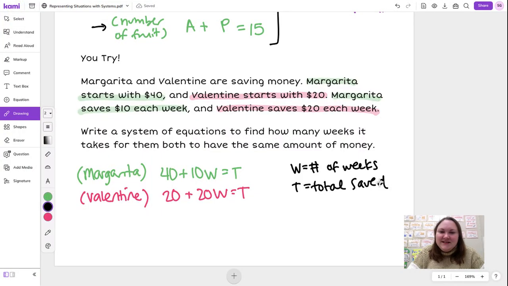I think representing systems of equations with two equations can be a little harder because in the story, the information might be mixed together, like this right here, where we have Margarita and Valentine's information all mixed and combined, which is why I think starting by identifying what your two equations are going to describe is a really good point.